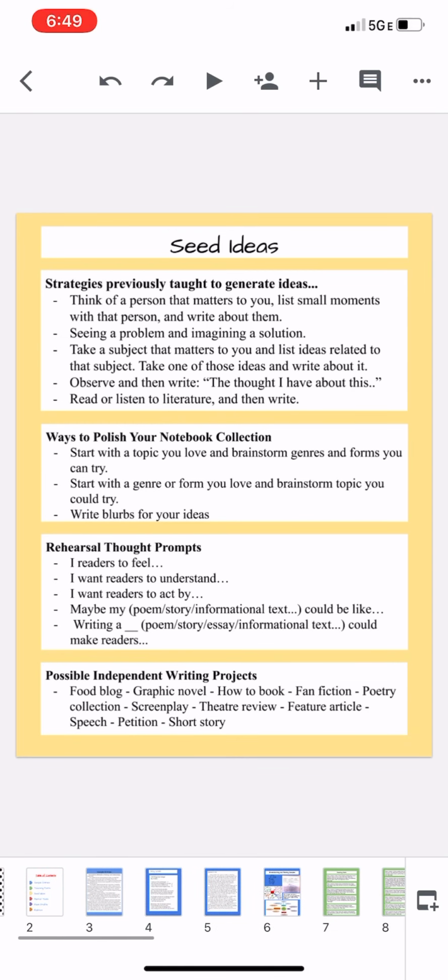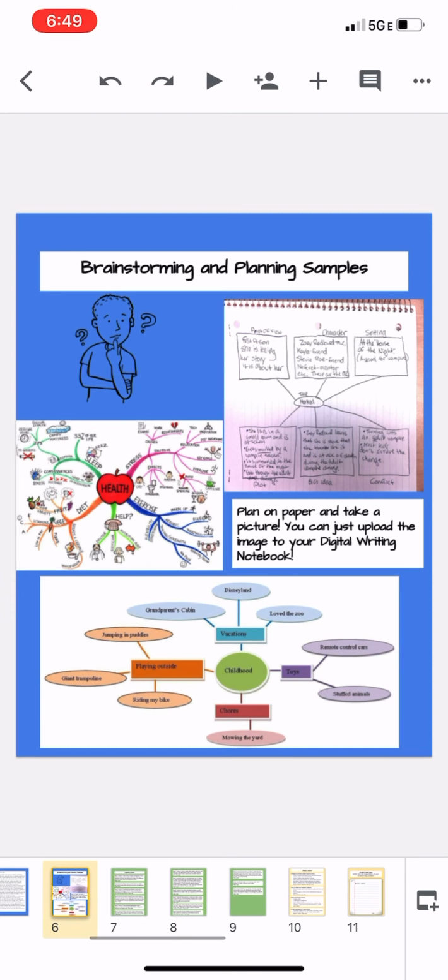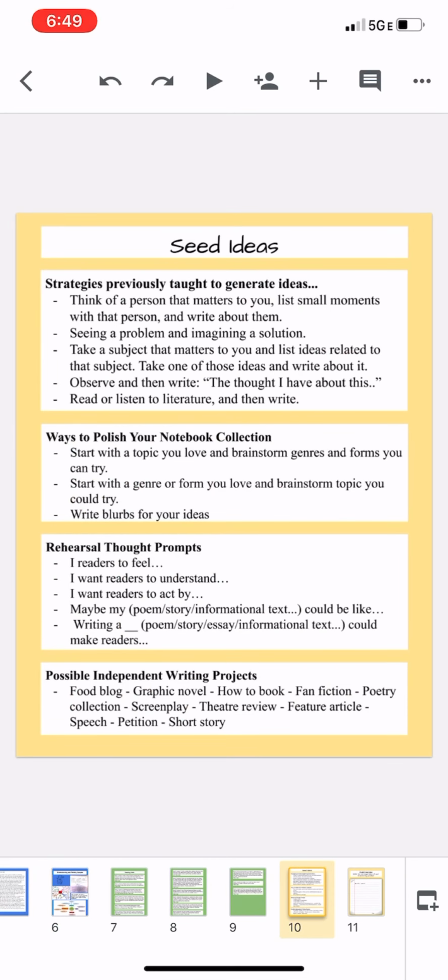I know in my student samples, here's some brainstorming activities where this kid planned out a story based on a person, a small moment story with a person, and he drew basically a map and then took a picture of it and uploaded it to his digital notebook. So just know that there's a lot of options when you're brainstorming on how you can get it in there. But really, these are some strategies if you're stuck that I want you to try and use.